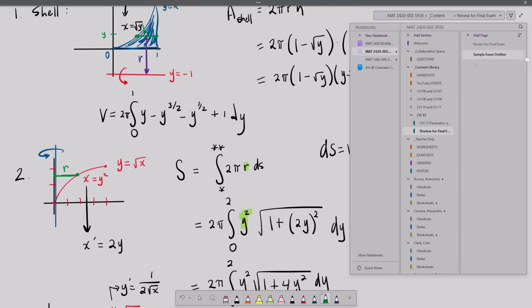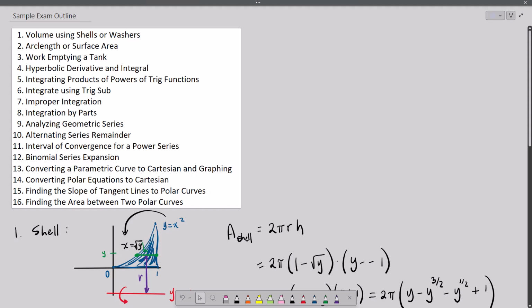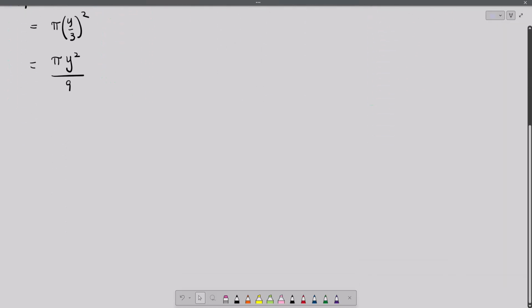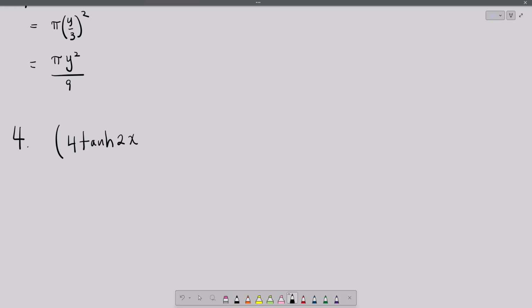Okay, let's look at number 4. Hyperbolic, derivative and integral. So let's take the derivative with respect to x of 4 tanh 2x. Well, let's just do that first. Let's do one that's just a pretty straightforward derivative, if you remember your derivatives.